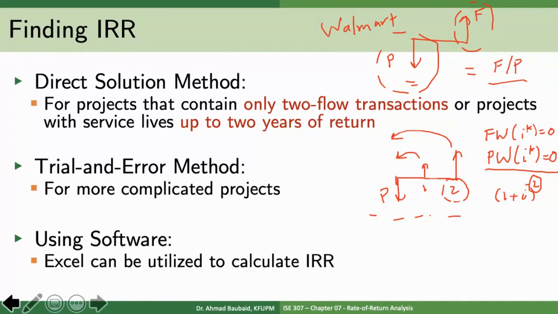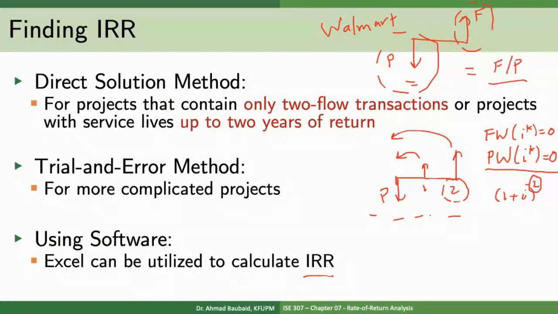And lastly, using software, again, like I told you, you can use any sort of mathematical software. I mean, Mathematica, Wolfram Alpha, whatever, MATLAB, numerical packages in Python, whatever you want. You can use that to find the internal rate of return, or you can just do it using Excel. So let's go through these one by one and see examples.